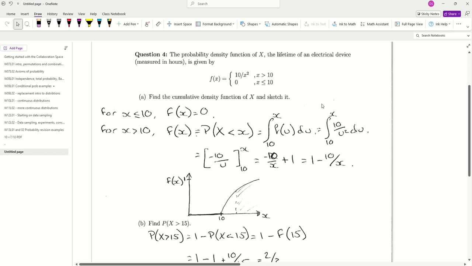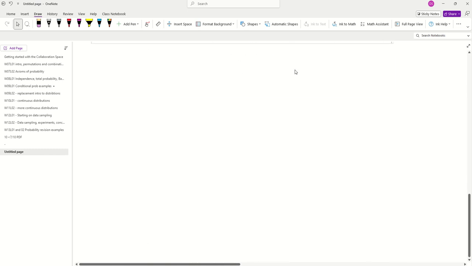We're also going to calculate the mean and variance of this distribution. And we're also going to check that this distribution is indeed a distribution. That is, that this thing integrates to 1. And we'll also draw a picture of the probability density function f of x. Right, so let's get started with those tasks.